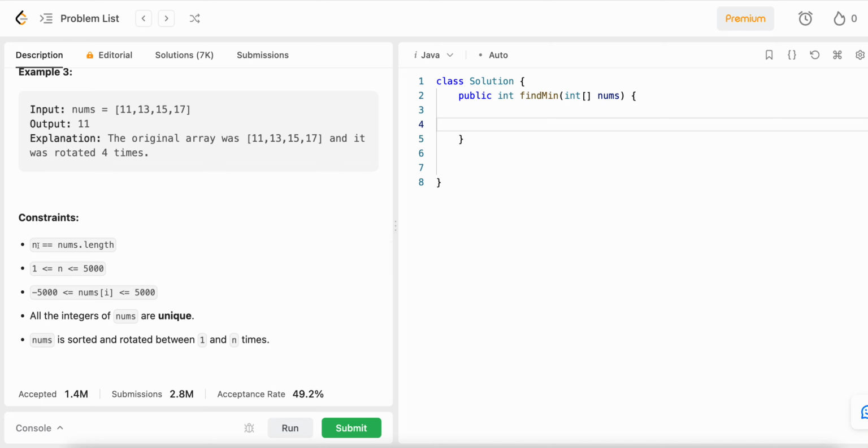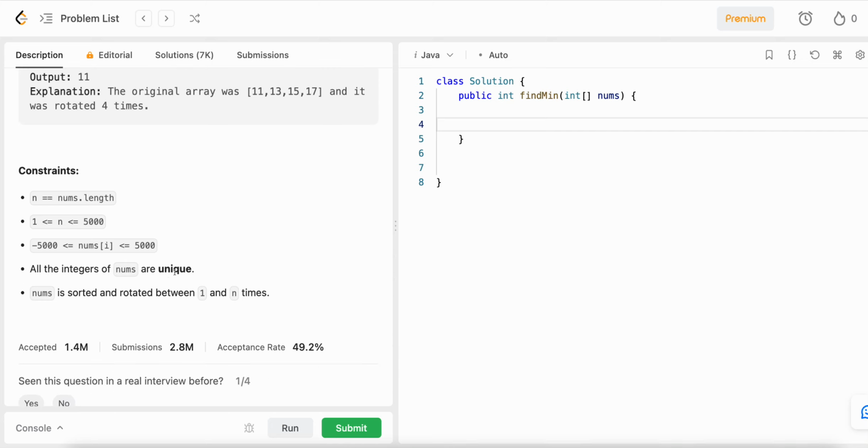The constraint is n is equal to the length, and our n will not be more than 5000, and the array values will not be less than minus 5000 or more than 5000. So considering this, we need not take care of whether our integer value will be very large or something, so we don't need to take care of all those things. All integers of nums are unique, so we need not bother about whether we'll get some duplicate elements or not. Also nums is sorted and rotated between 1 and n times.